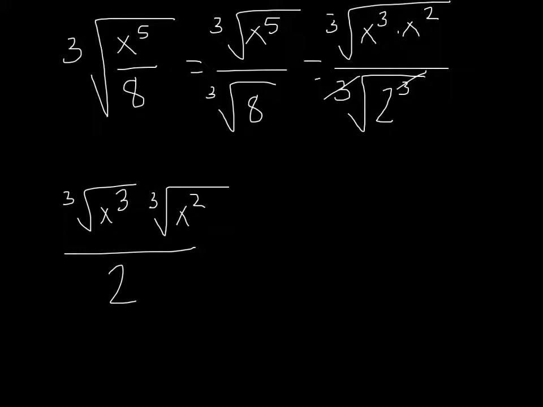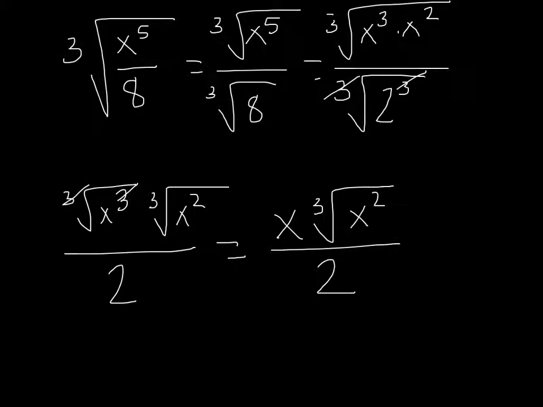which is 2. Now, on the top, the cube root of x cubed becomes just x, and the cube root of x squared, underneath the radical, there isn't enough of them to pull out another set. So in this case, we have to leave the x squared underneath the radical, and it's done.